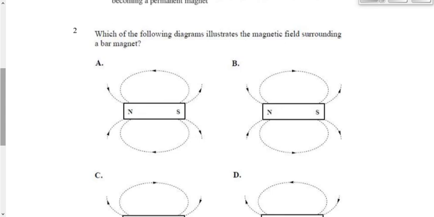Which of the following diagrams illustrates the magnetic field surrounding a bar magnet? This one is really straightforward. There's only one magnet in each of the diagrams. If there were 2 magnets, you'd have to look at whether the lines join up or not to determine whether it's attractive or repulsive. In this case, since there's only one magnet, you just have to look at that second thing that we talked about, and that is the direction of the magnetic field. It always goes away from north toward the south, so the answer is going to be C.